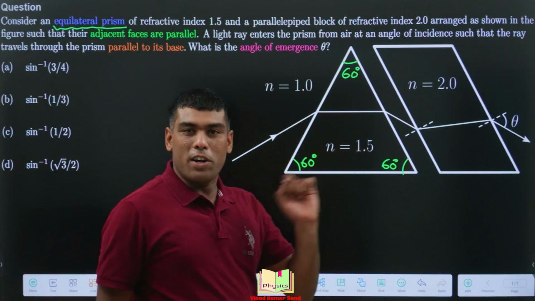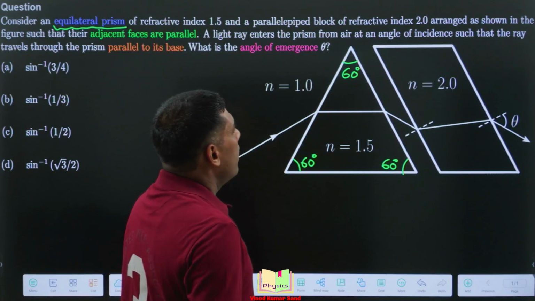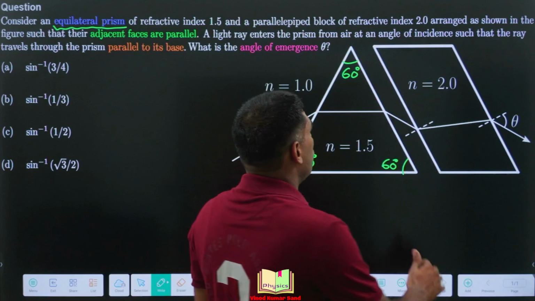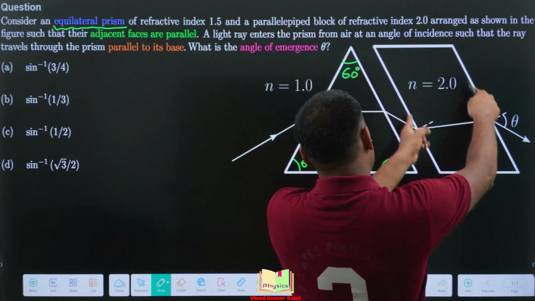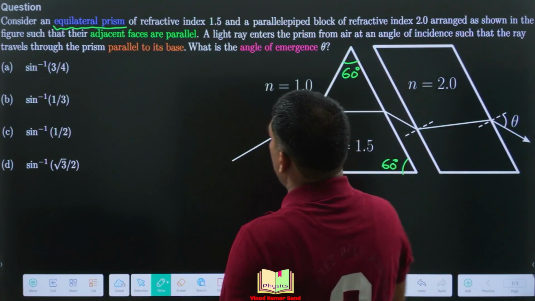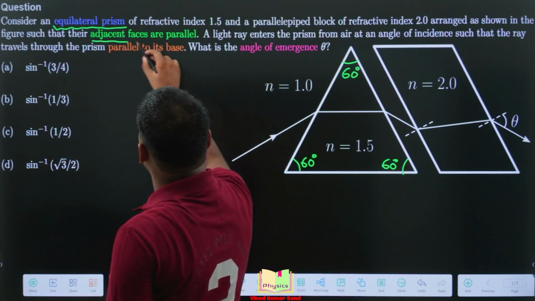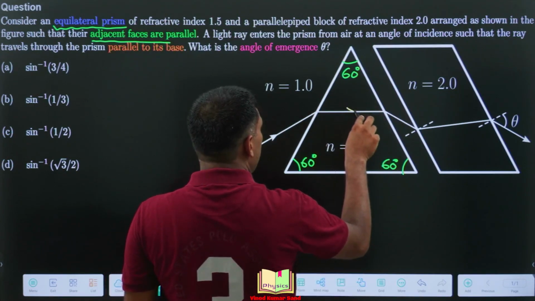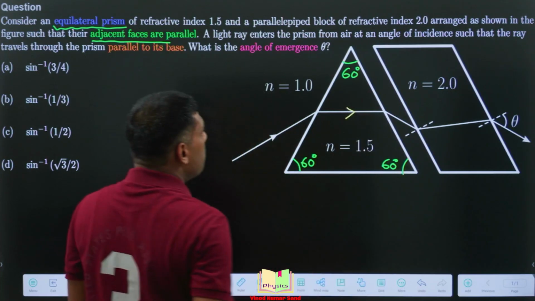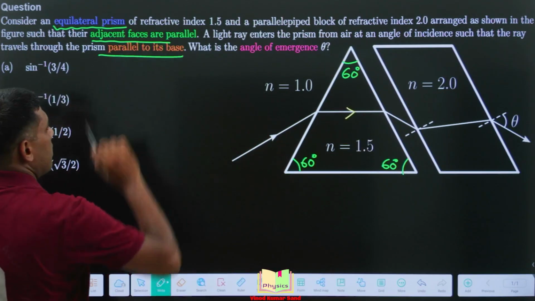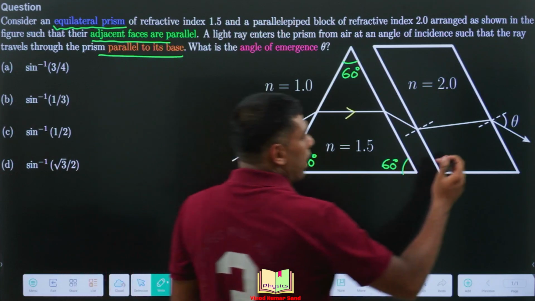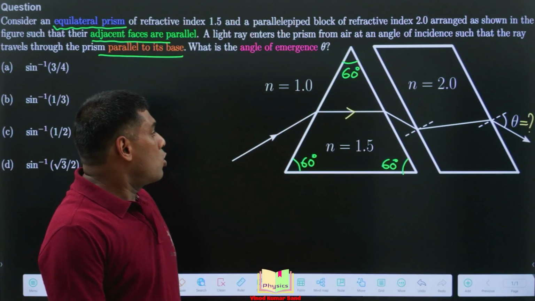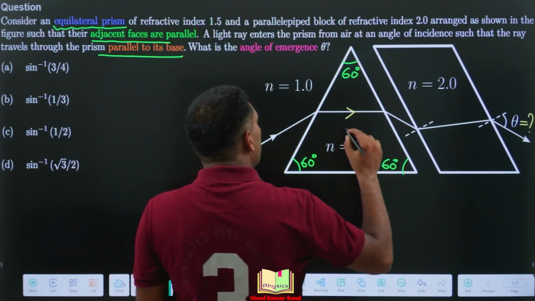This prism has refractive index 1.5 and thereafter there is a slab as shown. These two faces of the slab are parallel. It's mentioned in the question. Now this light ray is going parallel to the base of the prism. Here is the condition given. We have to find this theta. Okay, so let us start the calculation.